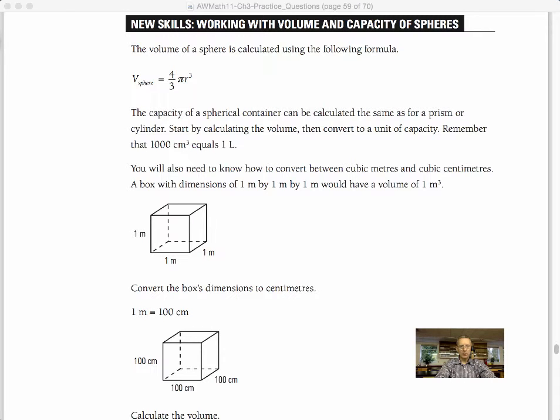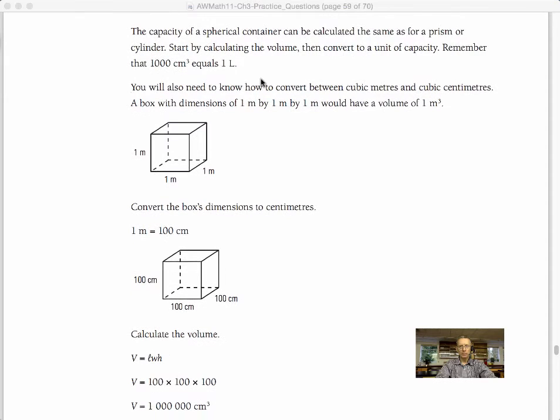The capacity of a spherical container can be calculated the same way it was for a prism. So if our prism or sphere is empty, the capacity is the same as the volume. So start by calculating the volume, then we can convert to the unit of capacity, which remember was 1 liter or liters. So when we calculate the volume in centimeters cubed, we can then convert to liters by dividing by 1000.